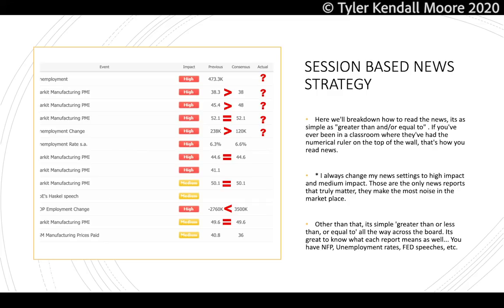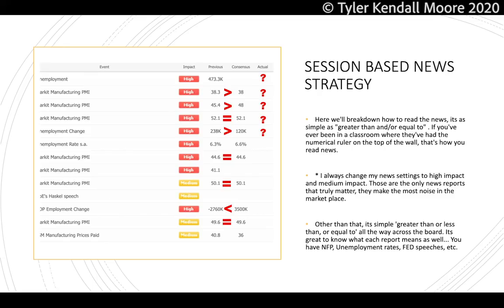Here we'll break down how to read the news. It's as simple as greater than, less than, and/or equal to. If you've ever been in a classroom where they had the numerical ruler on top of the wall, that's how you read the news. Remember when you were back in school and your teacher had that number line up on the top of the wall? It started in the middle with 0, then 1, 2, 3, 4, 5, and those were the positive numbers. On the contrary, on the left hand side, it probably went all the way around the classroom, as much as it could count. On the left hand side, it said -1, -2, -3, -4, -5, etc.